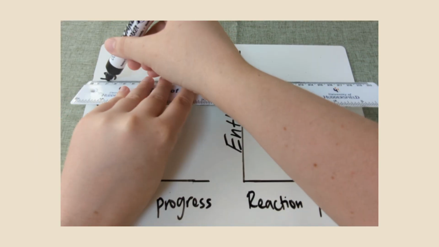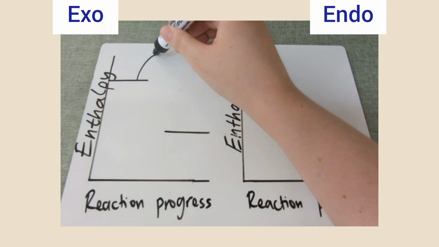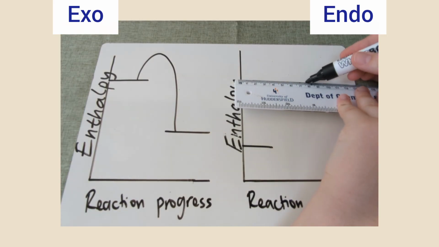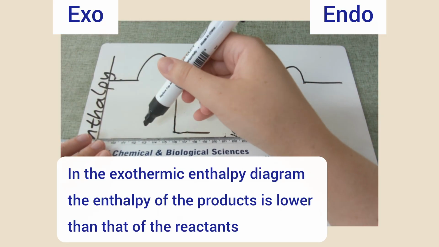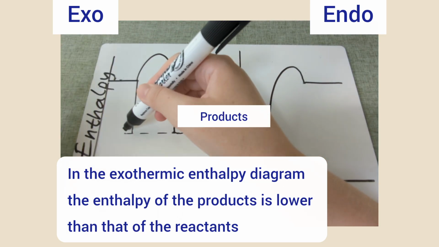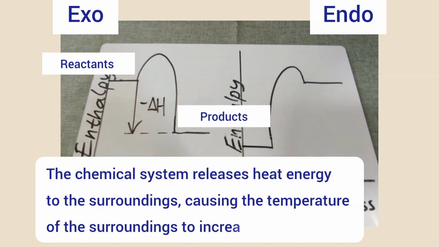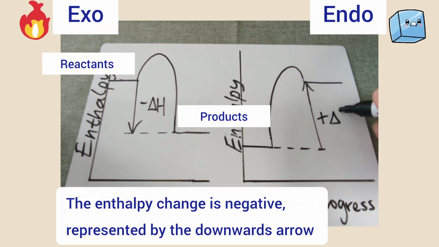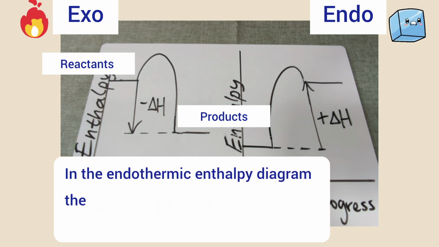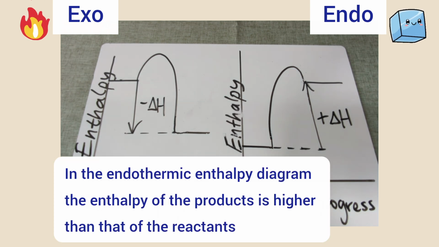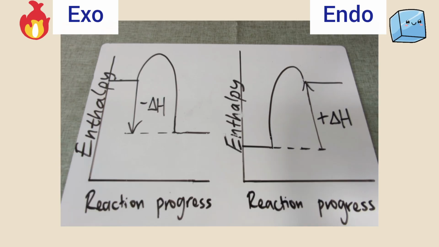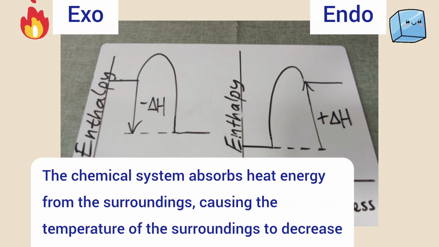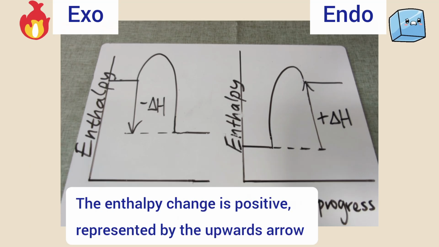We can see these differences in enthalpy between reactants and products in the enthalpy diagrams shown here. In an exothermic enthalpy profile diagram, the enthalpy of the products is lower than that of the reactants. The chemical system releases heat energy to the surroundings, and the enthalpy change is negative as represented by the downwards arrow. In the endothermic one, the enthalpy of the products is higher than that of the reactants. The chemical system absorbs heat energy from the surroundings, meaning the temperature of the surroundings decreases and the enthalpy change is positive, as represented by the upwards arrow.